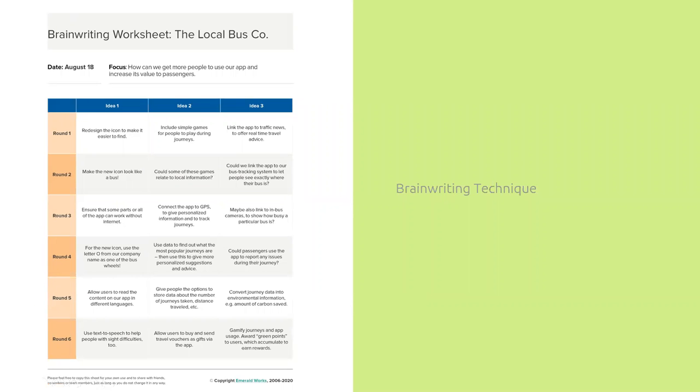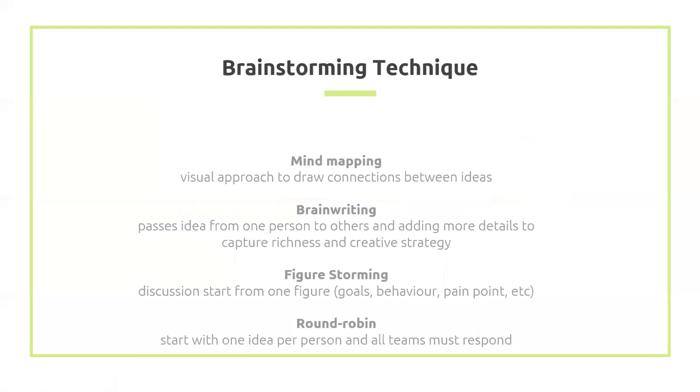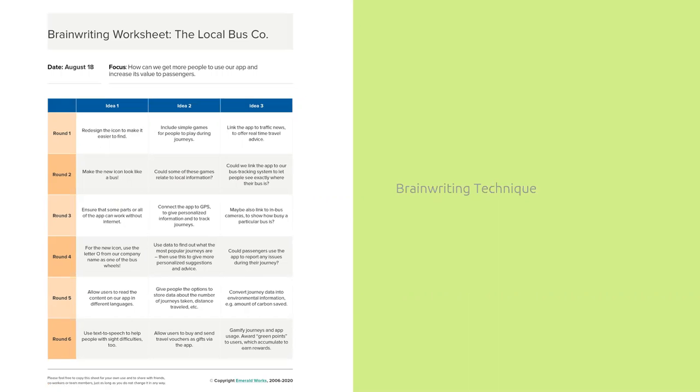Now, this is an example of brainwriting worksheet. As I mentioned before, the brainstorming techniques include mind mapping, brainwriting, and so on. So this is an example of the brainwriting worksheet where they have many rounds, and in these rounds, we detail ideas further. So for example, in round one, the idea one is to redesign the icon to make it easier to find. Round two, these ideas become make the new icon look like a bus. On the third round, ensure that some parts of the app can work without the internet.